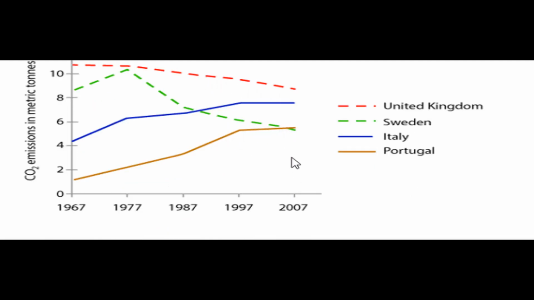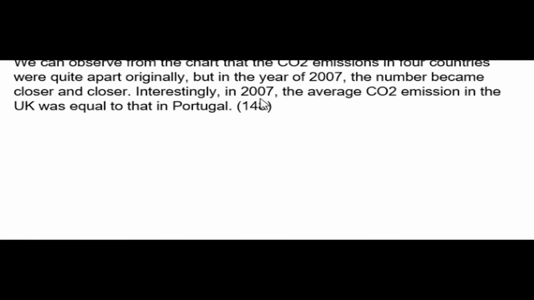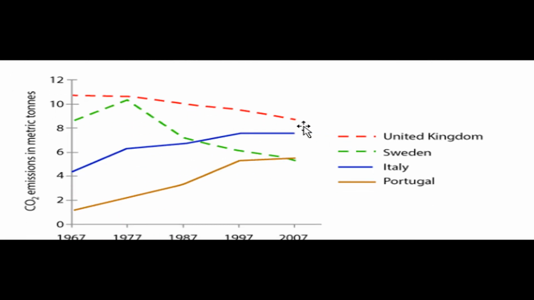So saying that the narrowing of the gap occurred in 2007 is not true. It started before that. Interestingly, in 2007, the average CO2 emissions in the UK was equal to that of Portugal. Let's see if that's true. UK, Portugal. What?